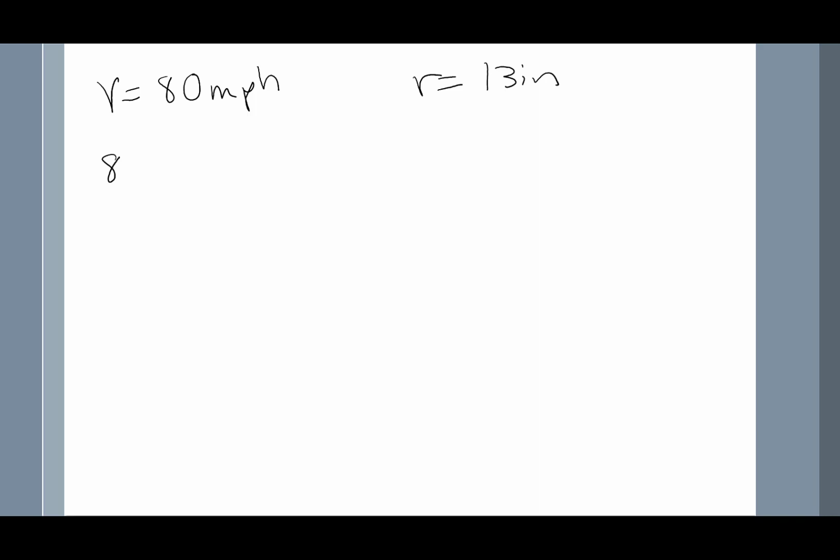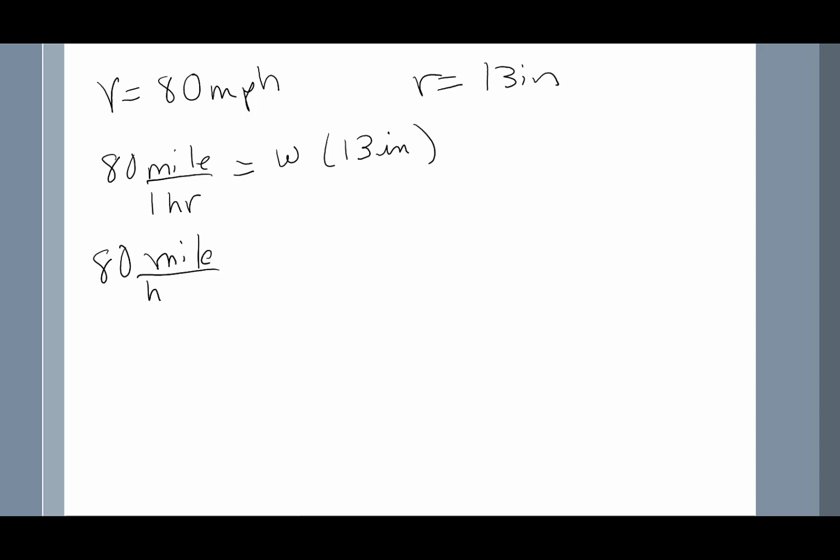So let's set this up as 80. I'm going to put the miles here and then an hour underneath. And then remember, we need omega times R, so R was 13 inches. So we need to get to what does omega need to be. So obviously I'm going to bring that 13 over. So I'm going to have 80, again, miles per hour. And I'm just going to say I'm dividing, so I'm going to write that as 1 over 13 inches. I want to keep track of like if things are on top or bottom and what is it.